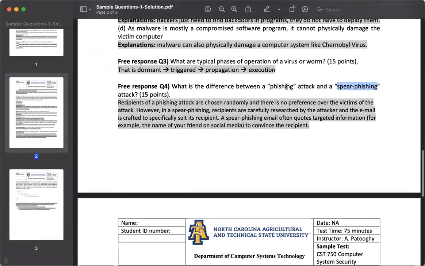So this is basically the definition and the difference between the two types of phishing and spear phishing.